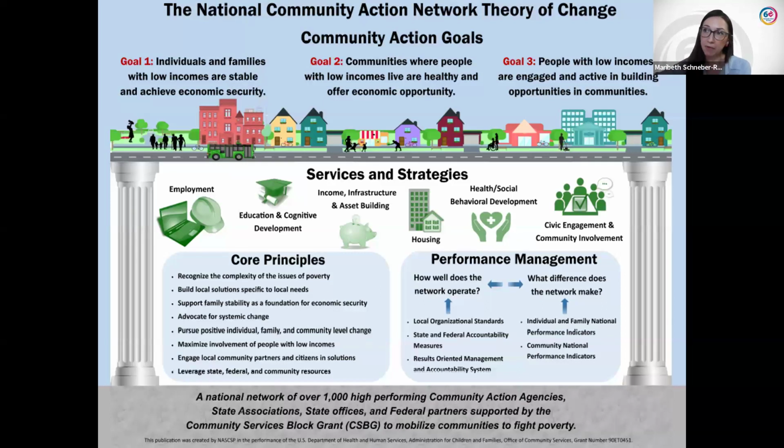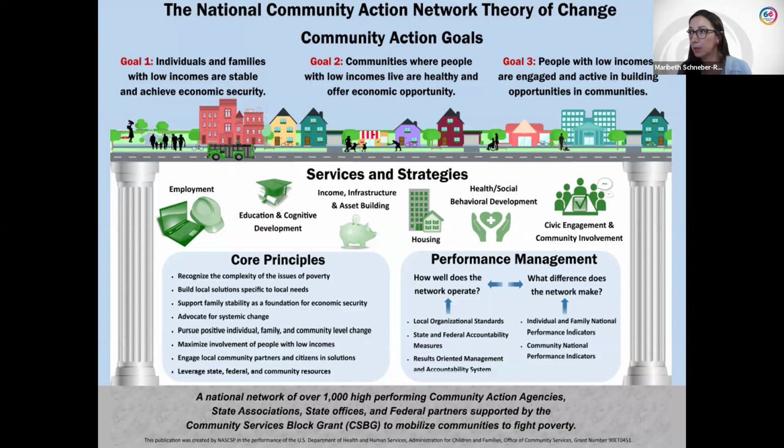Across the top in that first row, you see that we have 3 national goals that we believe all community action agencies are working towards. You may not be working towards all 3, but at least one of these should sound like something like what you're doing. The first goal is that individuals and families with low incomes are stable and achieve economic security.